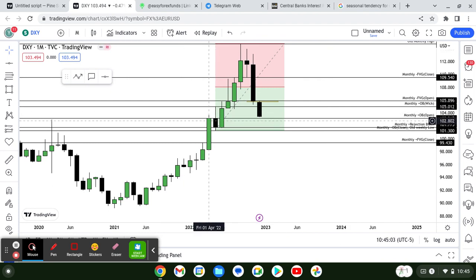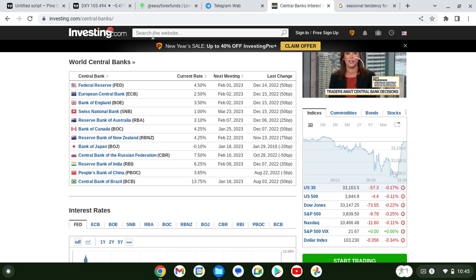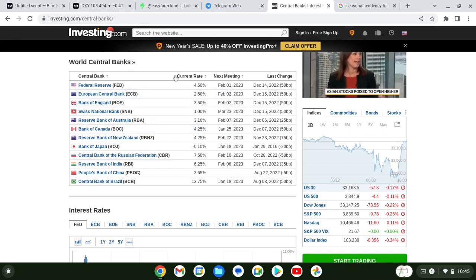All right, the next thing we need to do is look at the interest rates. You can go ahead and look at the interest rates on investing.com/central-banks. And under World Central Banks, you'll find the interest rates. We can see the Federal Reserve interest rate is 4.50%, which is really high. So that supports our bullish bias, is a very high interest rate. We see the next meeting is February 1st, 2023. And the last change was December 14th, 2022.